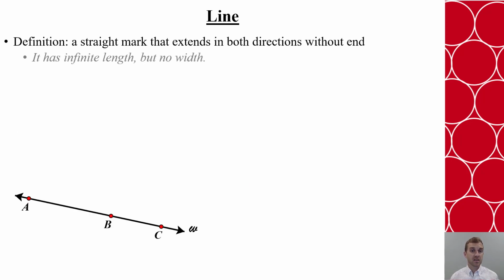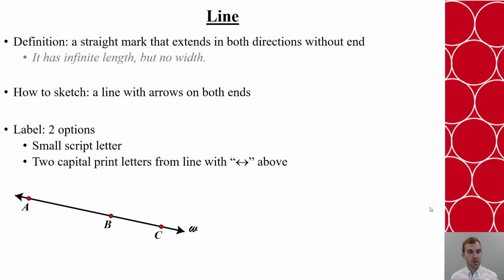Now, a line is a straight mark that extends in both directions without end. So there's an infinite length to a line, but no width. Now, just like a point, we wouldn't technically be able to see that, but we're trying to be able to sketch it, so we'll have lines with arrows on both ends, and we'll have points on there to help us represent a way to label this line.